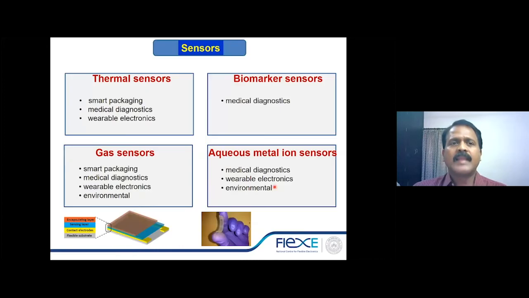And then there are several sensors which have been worked on: thermal sensors, gas sensors, aqueous metal ion sensors, biomarker sensors, again for different applications such as smart packaging, diagnostics, and wearables. And some of the things are shown out here. And again, we are working with several industries in this area.